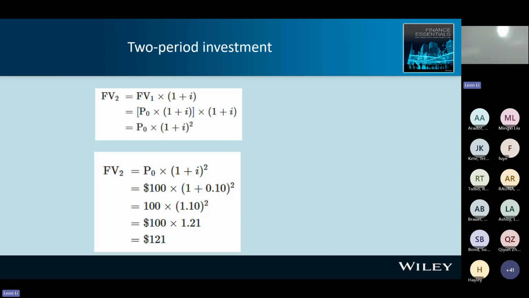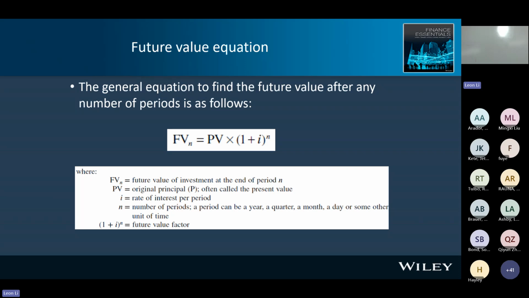Based on the 2 examples, now we are going to discuss a general equation. A general equation to find the future value after any number of periods is here. FV is PV times 1 plus I with power of N. Again, PV is earlier money or today's money. FV is later money or future money. I is our interest rate. N is the number of periods.